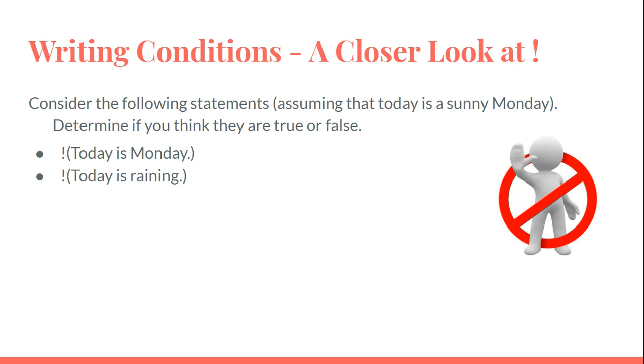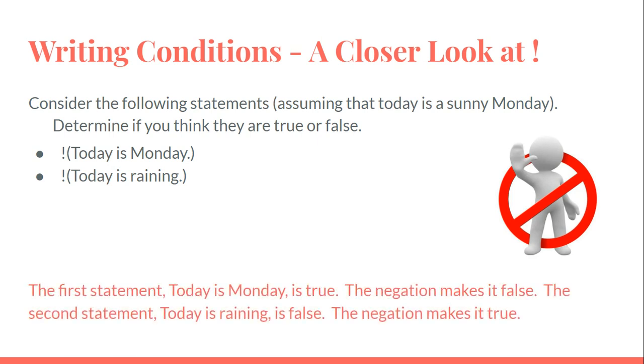All right, looking at negation. Not today is Monday. Well, today is Monday is a true statement, and the negation of that makes that a false statement. Today is raining is a false statement, and the negation of that makes it a true statement.